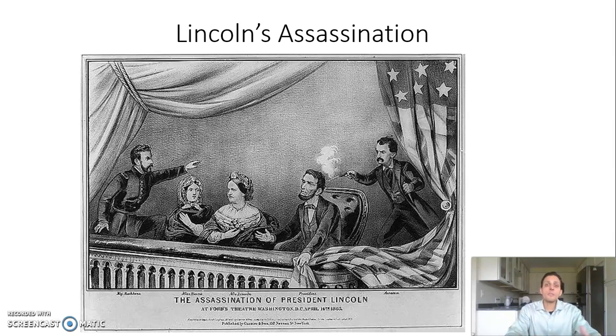So when we pick up with time period 5, we're going to take a look at Reconstruction and what's happening during this time period, what changes are being made for the nation, what changes are being made for the newly freed men in the country, and how the nation tries to heal itself and bring itself back together.